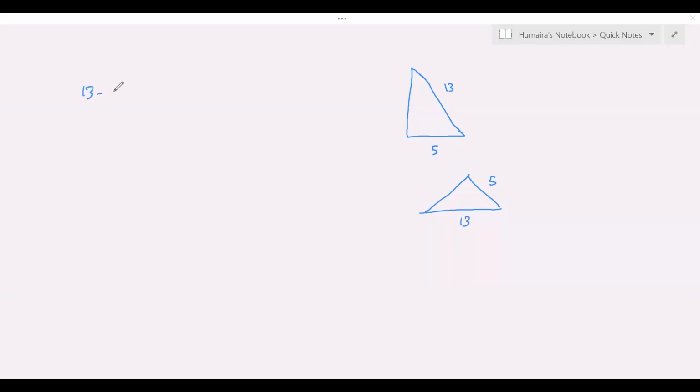13 plus 5 is equal to 18. So the smallest possible value of the third side must be more than 8, since 13 minus 5 equals 8. So the possible length of the third side could be any value between 8 and 18, exclusive. So the perimeter has to be within the range of 13 plus 5 plus 8, which would be equal to 26. This is for the smallest perimeter.